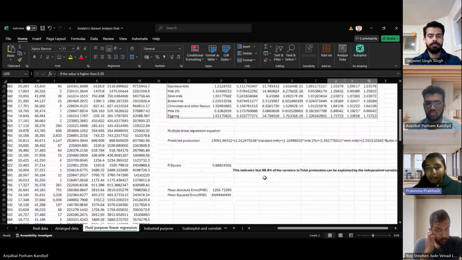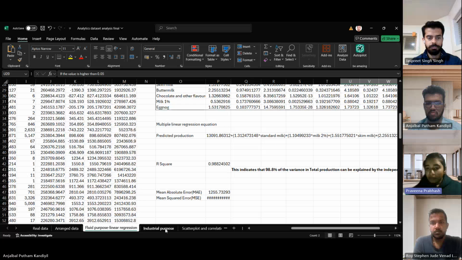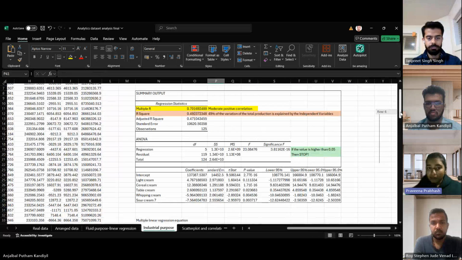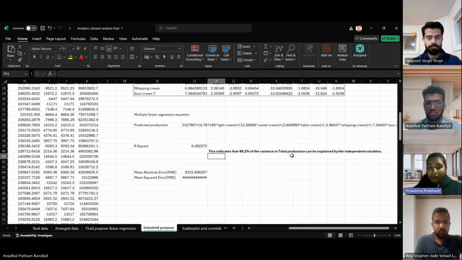The regression output for fluid purpose commodities showed an R squared value of 0.99, indicating that 99% of variance in total production is explained by these variables. And for the industrial purpose commodities, the R squared value was 0.49, with a moderate influence. The regression output table in Excel highlights all the key metrics.